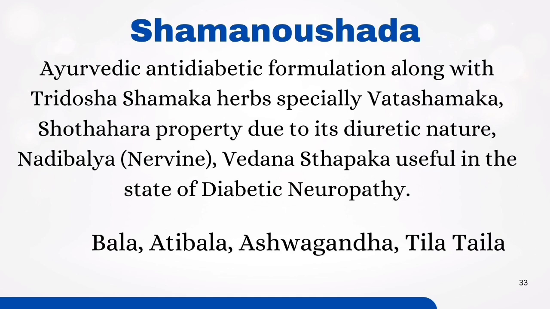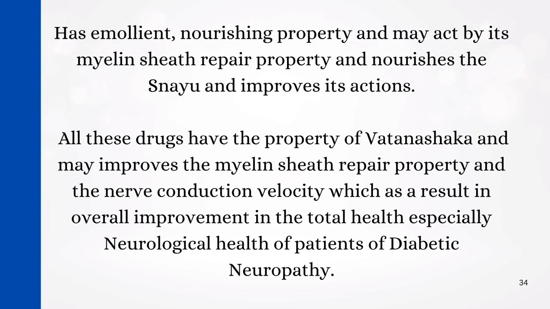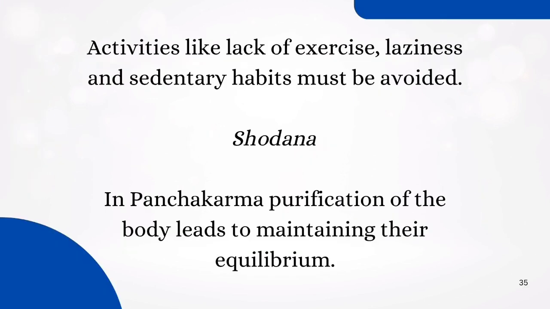Bala, Atibala, Ashwagandha, Tila Taila have emollient nourishing property and may act by myelin sheath repair property and nourish the snayu and improve its action. All these drugs have the property of Vatanashaka and may improve myelin sheath repair and the nerve conduction velocity, which results in overall improvement in the total health, especially neurological health, of patients of diabetic neuropathy. Activities like lack of exercise, laziness, sedentary habits must be avoided.